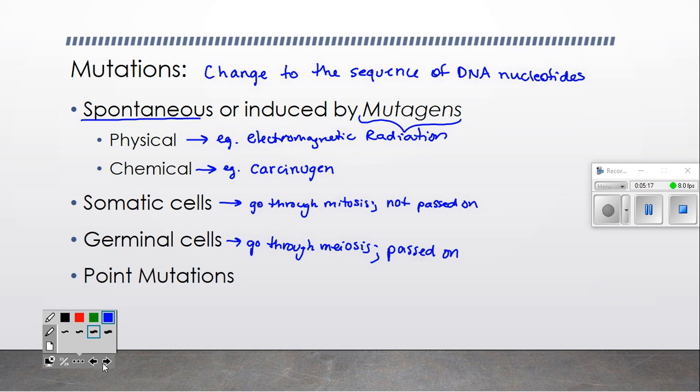Most of the mutations that happen are called point mutations. Point mutations means that one DNA nucleotide is affected. Now I say most because of course it's not everything, but all of the types we will talk about involve one nucleotide, one DNA nucleotide changing somehow that's going to cause the mutation.